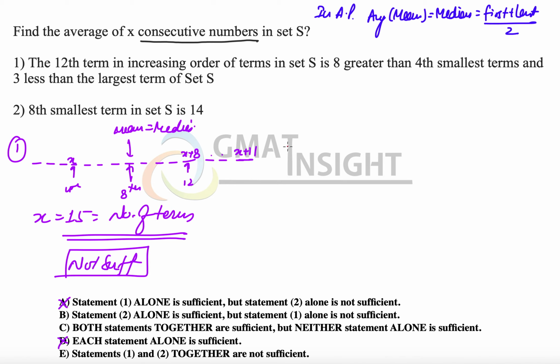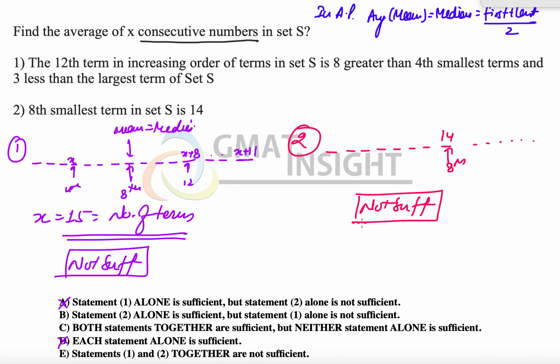Now we look at the second statement, and that says that the 8th smallest term, that means 1, 2, 3, 4, 5, 6, 7, 8, the 8th term in the sequence, is equal to 14, but we do not know how many terms are there in the set, and therefore we have to call it not sufficient. So option B is also out.